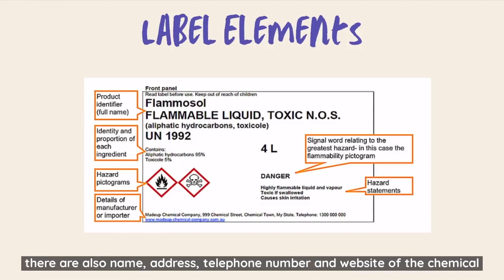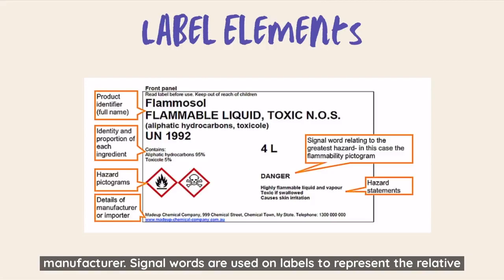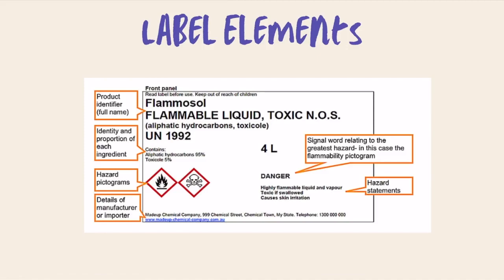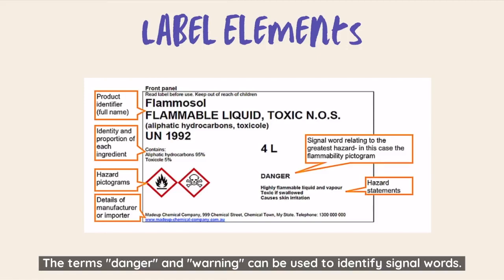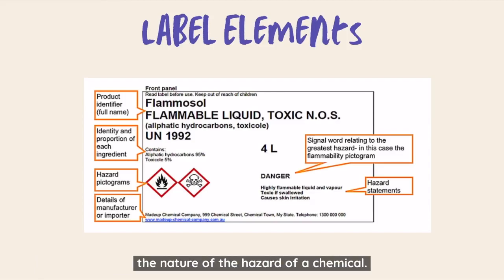On the label, there are also the name, address, telephone number, and website of the chemical manufacturer. Signal words are used on labels to represent the relative level of severity of a hazard and to remind the user of a potential hazard. The terms danger and warning can be used as signal words. Hazard statements describe the nature of the hazard of a chemical.